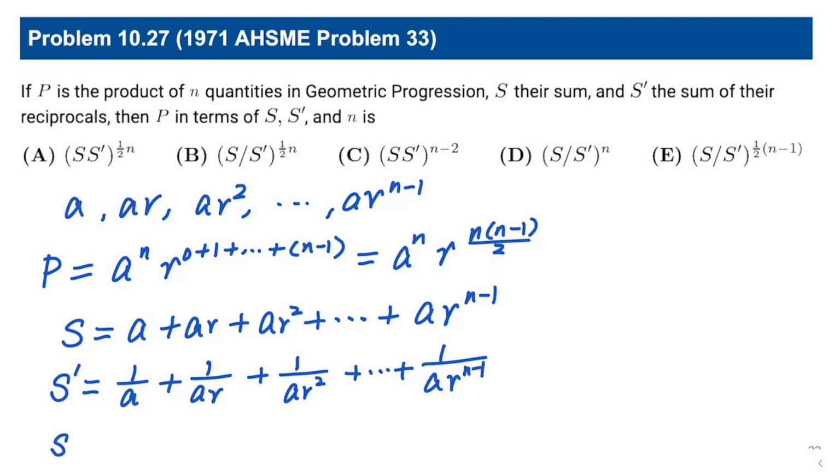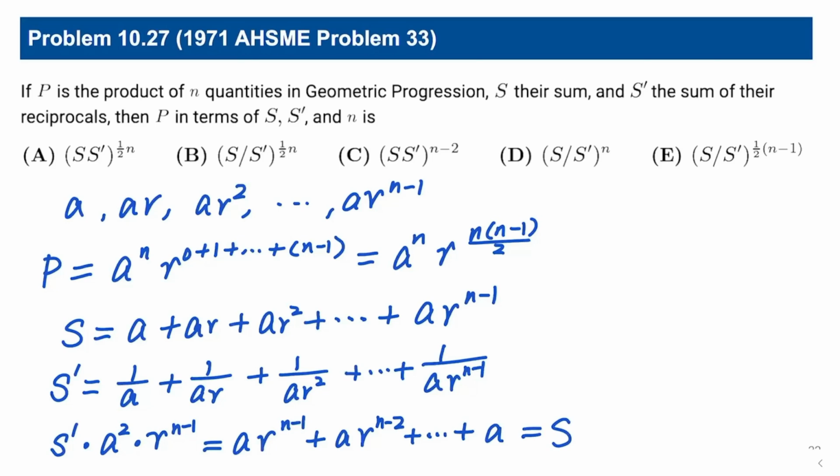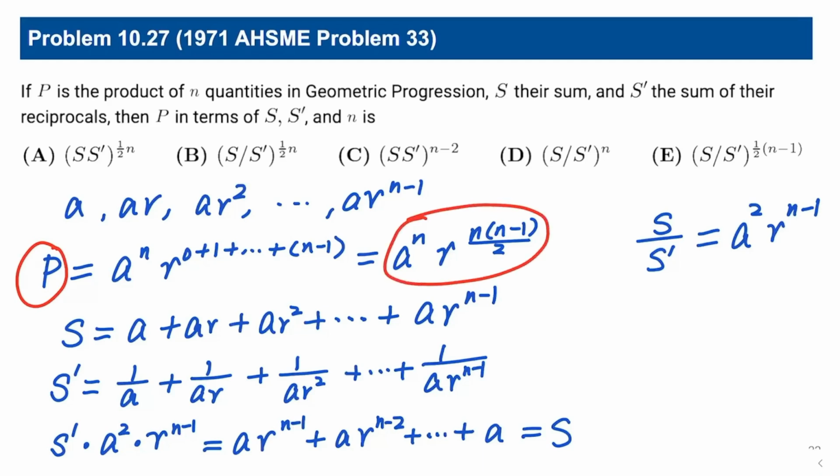If we multiply S prime by A squared and then multiply by R to the power n minus 1, we get A times R to the power n minus 1 plus A times R to the power n minus 2 plus and so on. The last term is A. It's just S. So S over S prime equals A squared R to the power n minus 1. Okay, P equals this, and S over S prime equals this.